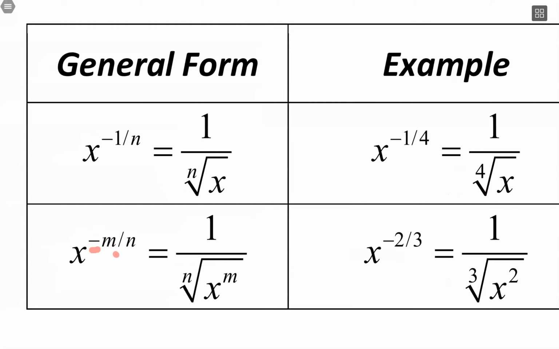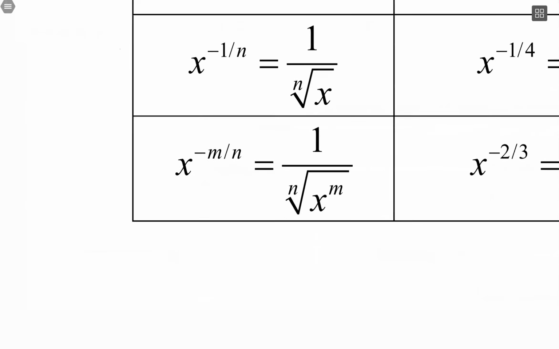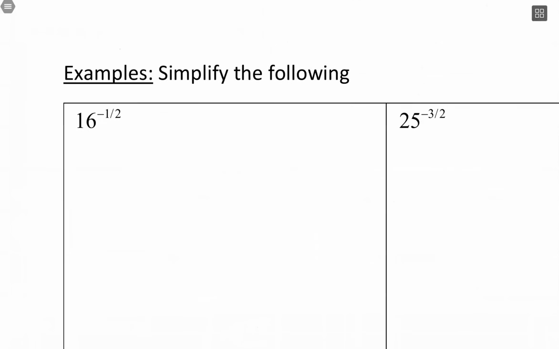If we have a value in the numerator, it doesn't really change much. Again, the negative tells us to move to the denominator, and then we'd have the nth root of x to the m power. So if we have x to the negative 2/3, the negative tells us to move to the denominator, and that's a cube root of x squared. So let's look at some examples with this.